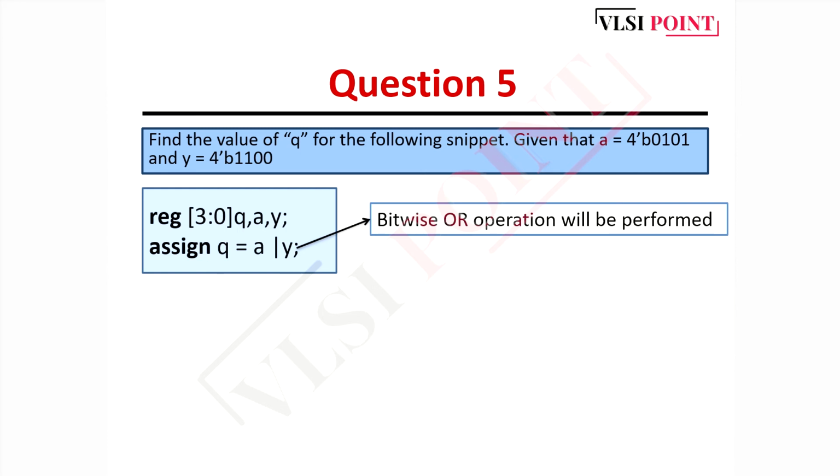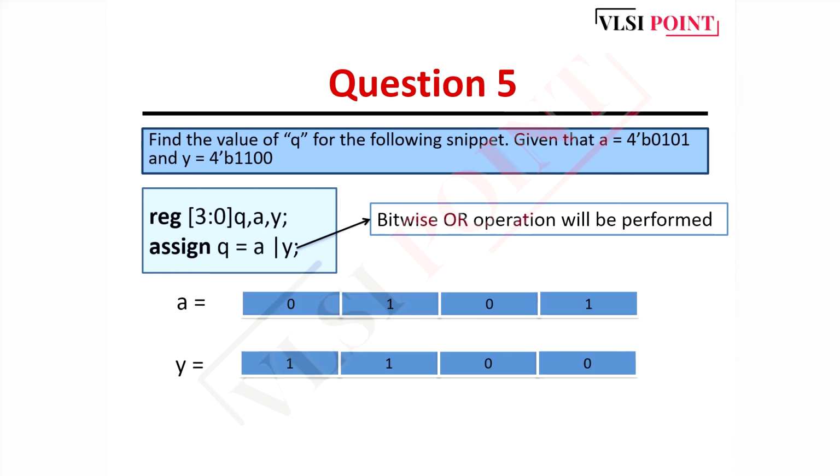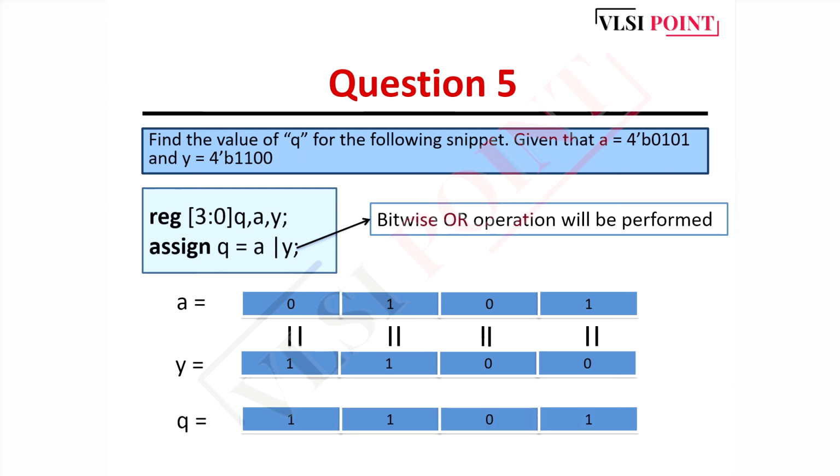So you have to apply the bitwise OR operation. A is 0101 and Y is 1100, and we have to perform the OR operation. So starting from the LSB side, 1 OR 0, the answer will be 1; 0 OR 0, the answer will be 0; 1 OR 1, the answer will be 1; and 0 OR 1, the answer will be 1. So the final value of Q is 4'b1101. So this is all about the simple bitwise OR operation.